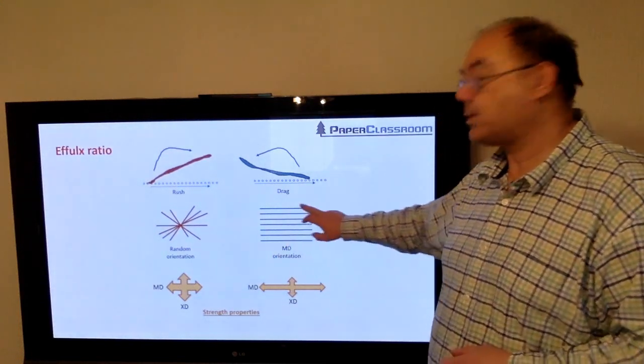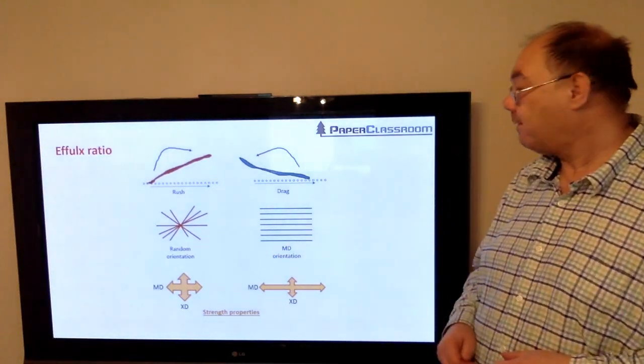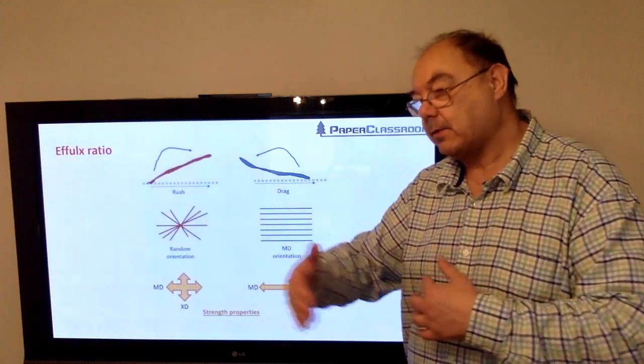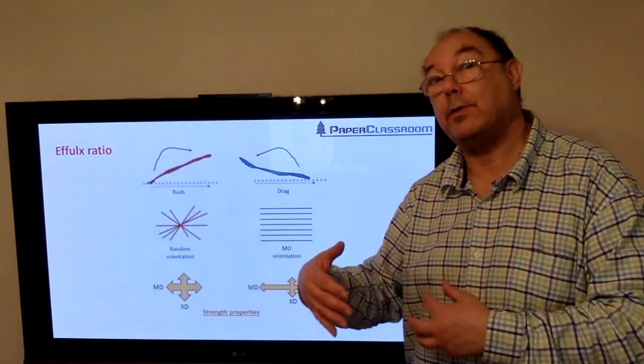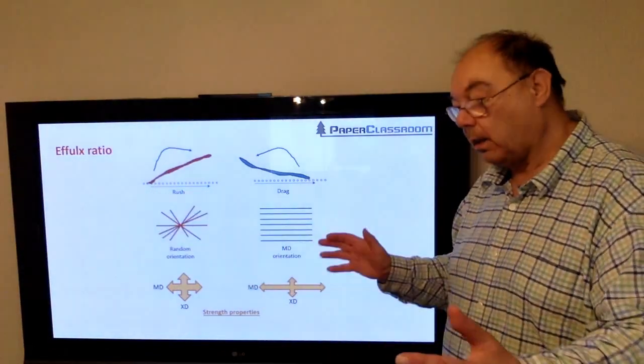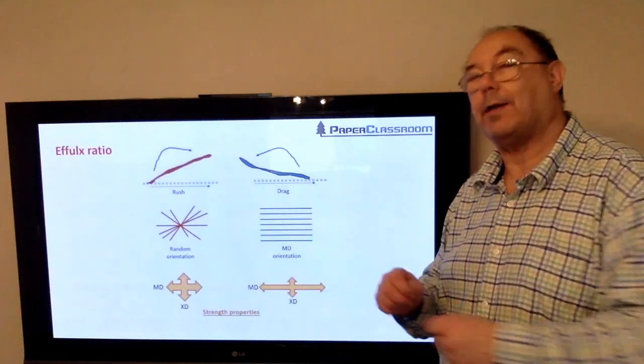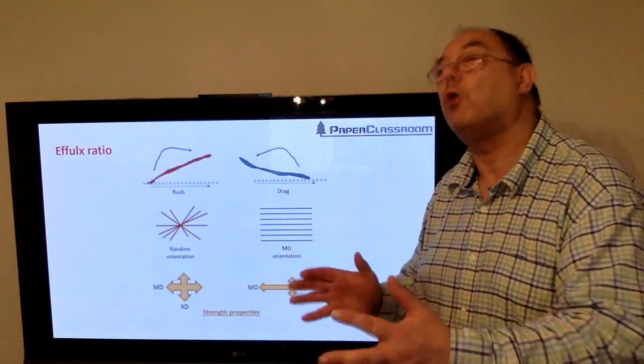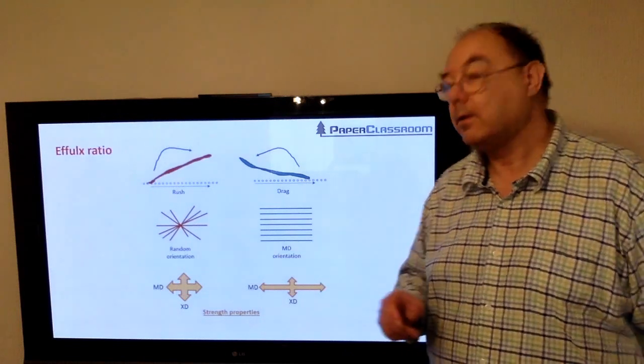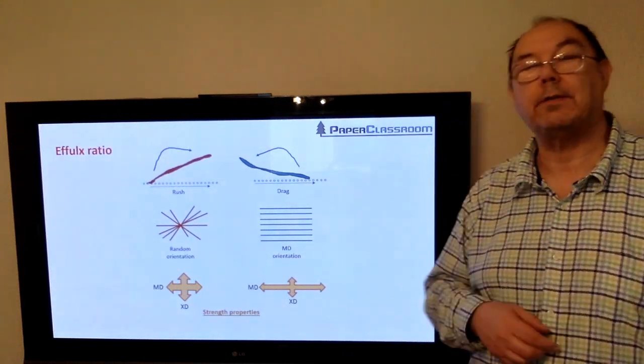If you've got all the fibres aligned like this, then you'll get a lot less machine direction shrinkage, but you'll get a lot of cross direction shrinkage. So the sheet deckle will come in quite a bit. So fibre orientation does have significant effects.